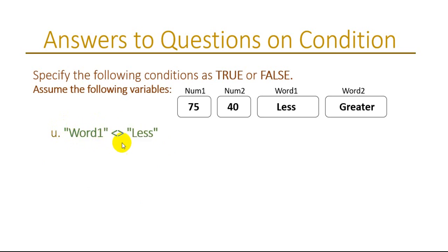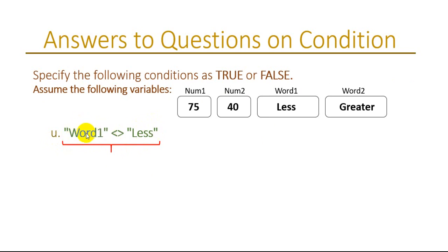So there is no reference to any of these variables, so we don't have to go to the variables in this case. We are just comparing these words. So you take this, and what we are saying is the word WORD1 is not equal to the word LESS. True. This is called WORD1, this is LESS. They are not equal.